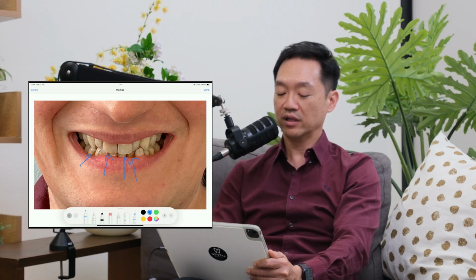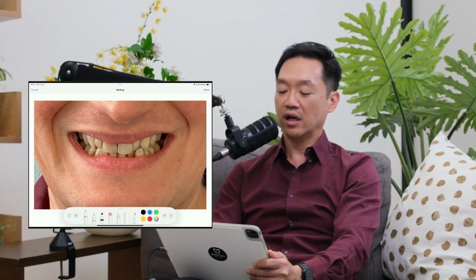But the most important thing, again, we go back to making sure that the patient understands we cannot do any of those veneers until we fix that crossbite.